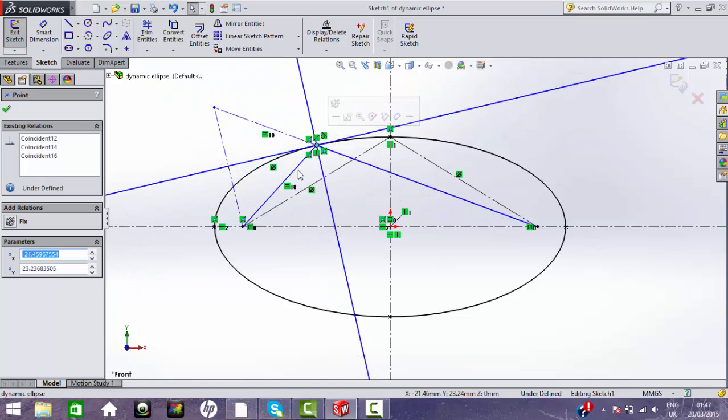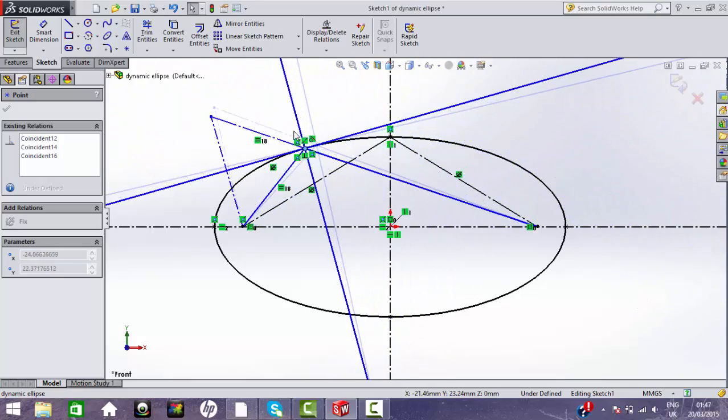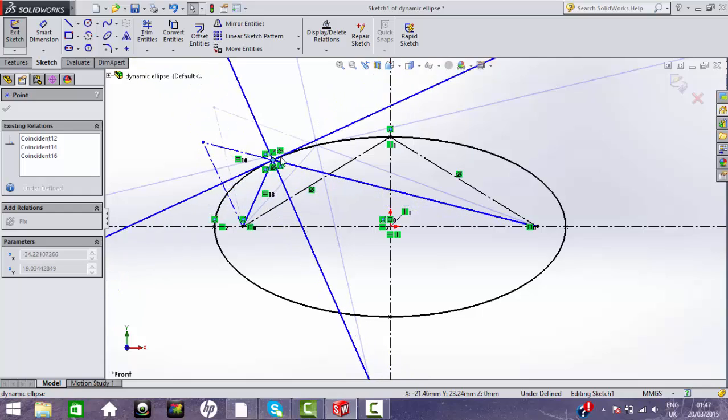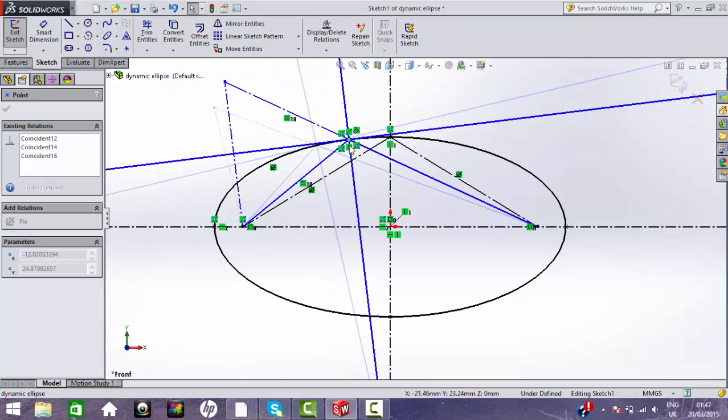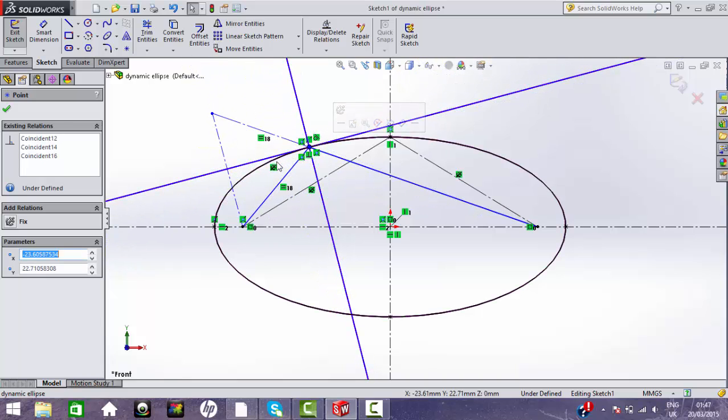Also this line is going to be the same as this line, no matter where the point is. So you can drag it anywhere along the ellipse like this, and you can see that they're always going to measure the same. So that's basically all we have to know about the ellipse.